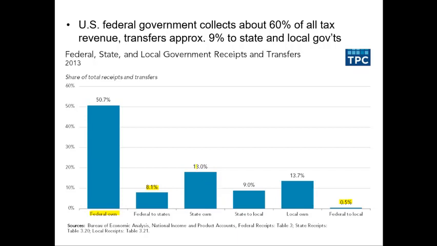The states themselves collect about 8% of the total tax revenue, and the state shifts about 9% of that back down to the local municipalities. Then the local municipalities, cities and counties, for example, collect about 14% of the total tax revenue in the United States. So that gives you an idea of how it's broken down in the United States federal system as far as revenues, and then transferring those back down to your federal subjects.